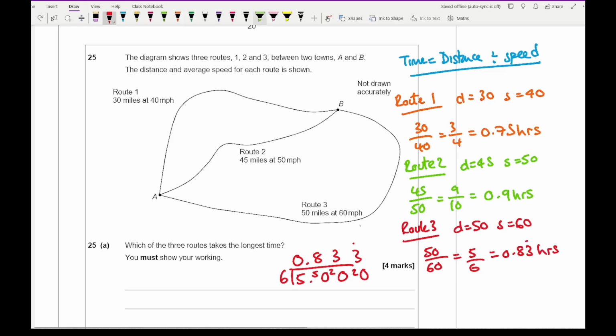So which of these routes is the longest? Well, it's going to be route 2. So let me just write that as my final answer. Route 2 takes the longest time, I should say.